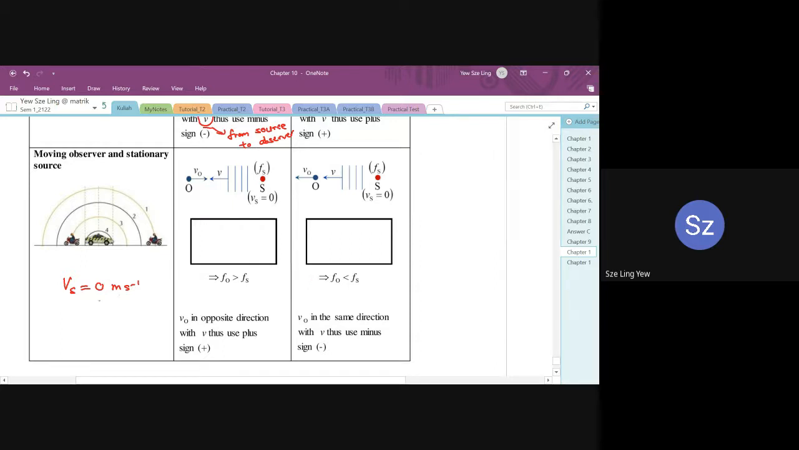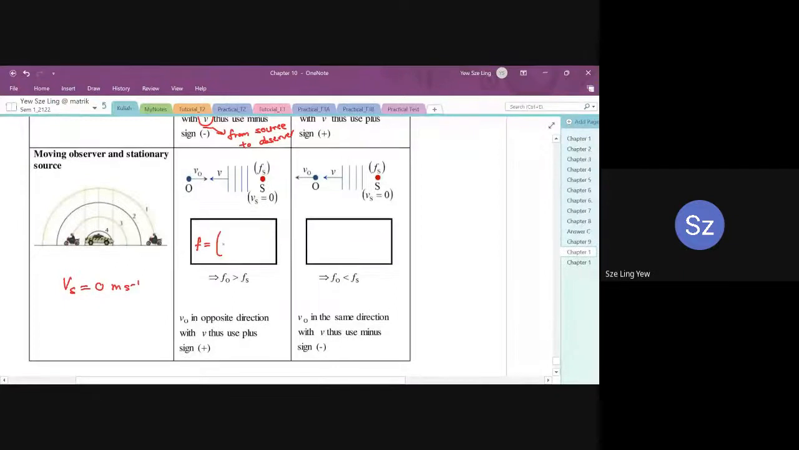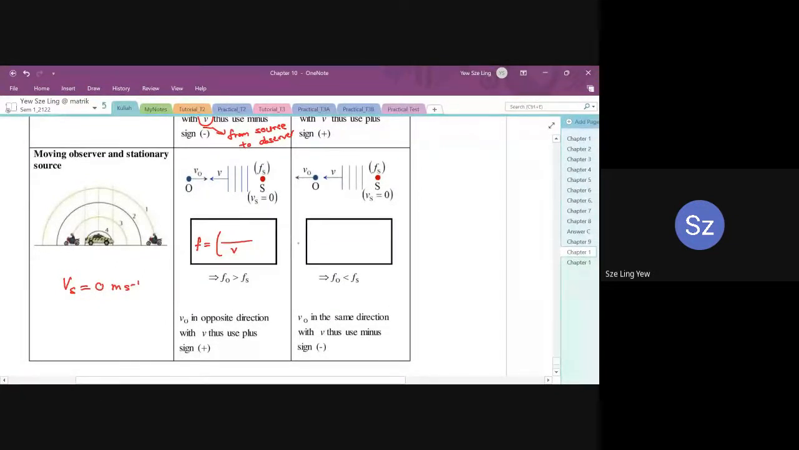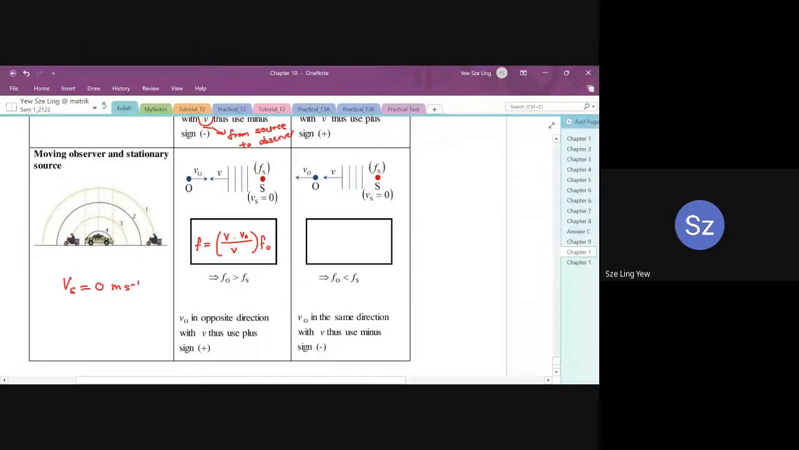Now you have Vs equals to 0. So the equation for F naught, at the bottom, we just have V right now, because now our Vs is equal to 0. So what are we going to do with the VO part? We have V and VO. Should we use a plus or minus sign?